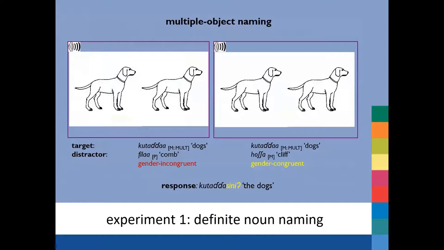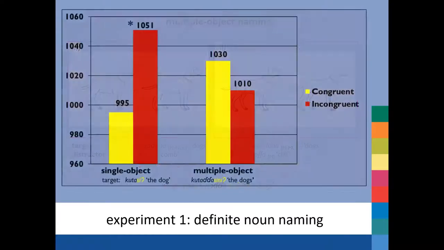Because when the distractor word is actually a plural gender word, then the incongruent condition should become the congruent condition in terms of the determiner reference. So it should be faster than the gender congruent condition. And this was actually the case. The only thing is that this effect here was not significant, okay? So we do not exactly know what's going on, okay? But in any case, the pattern changes from the singular naming to the plural naming.